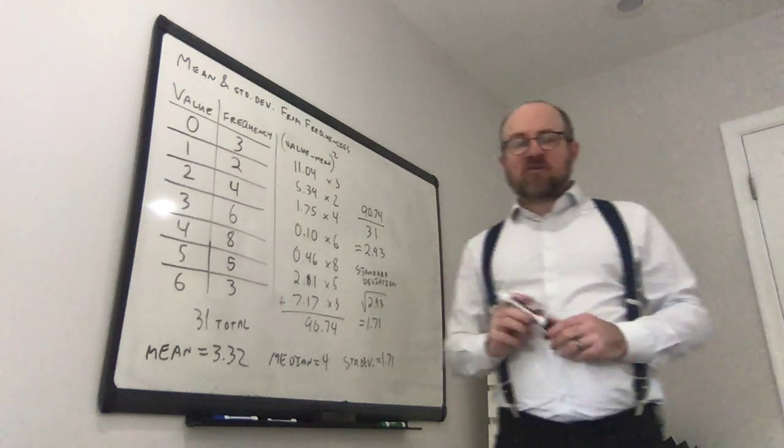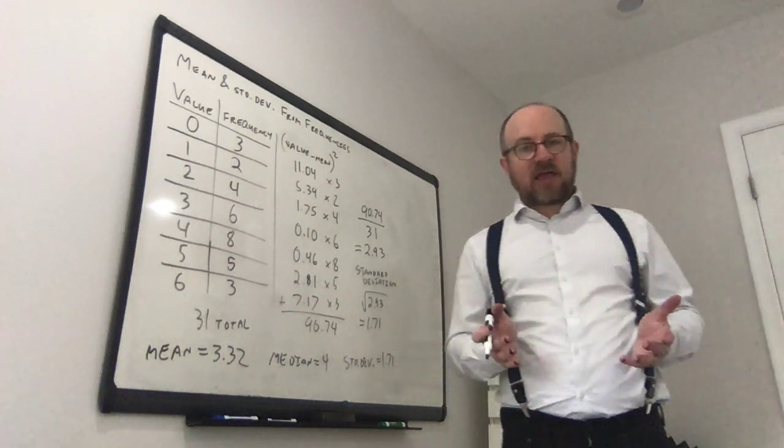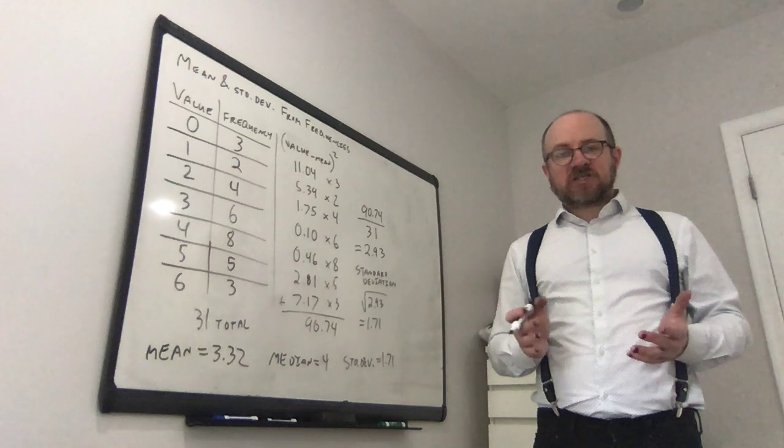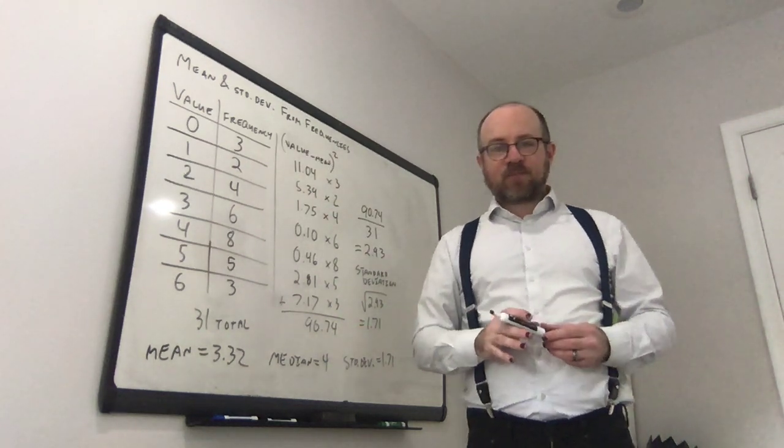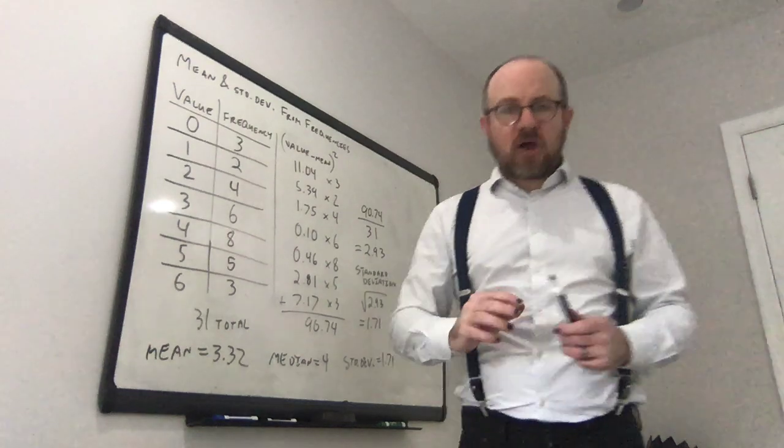So finding these values from a frequency table is more complicated. It's taking the same steps but accounting for these different frequencies, okay? In our last video, which should be a short one, we're going to talk about using standard deviation to compare data sets.